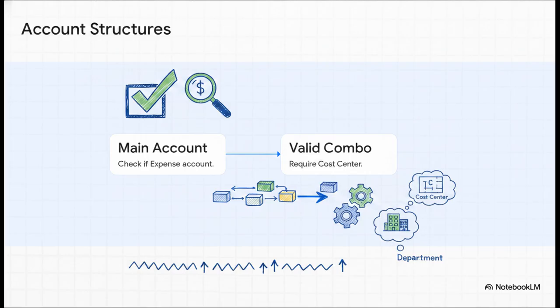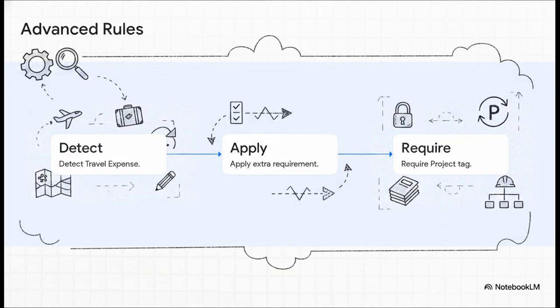For example, in Step 1, the system checks the main account. If it sees it's an expense account, Step 2 kicks in immediately and says, hold on, you cannot post this unless you provide both a cost center and a department. This guarantees your reporting consistency across the board. But it gets better. You can also layer on advanced rule structures. This applies extra dimension requirements only when they're strictly needed, giving you flexibility while cutting down on user errors.